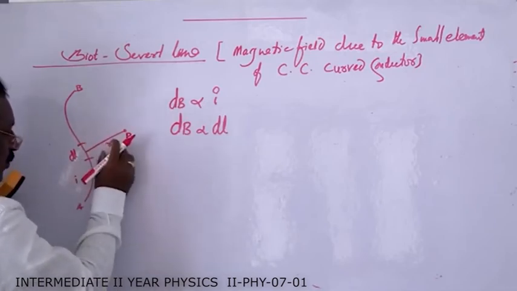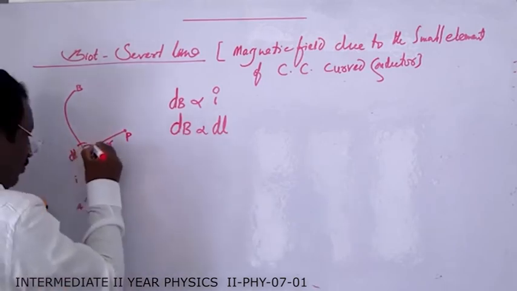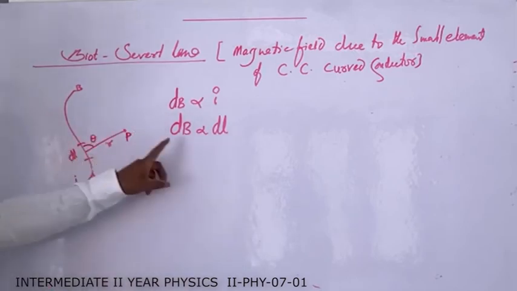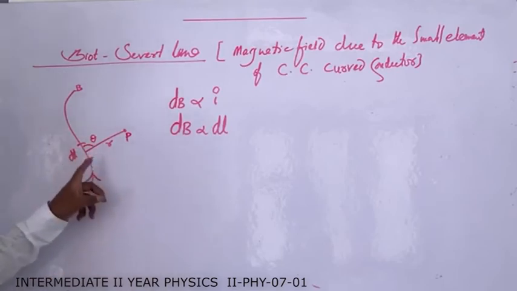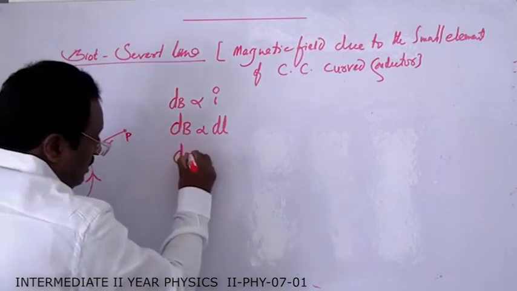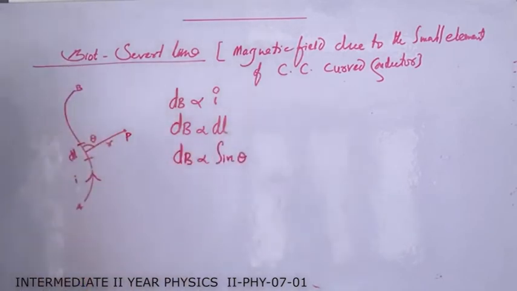So here r is equal to what? The distance of this point from the source, or the position vector. The angle between them is theta. So here the magnetic field is also directly proportional to the sine of the angle between the element and the point. dB is proportional to sine theta.